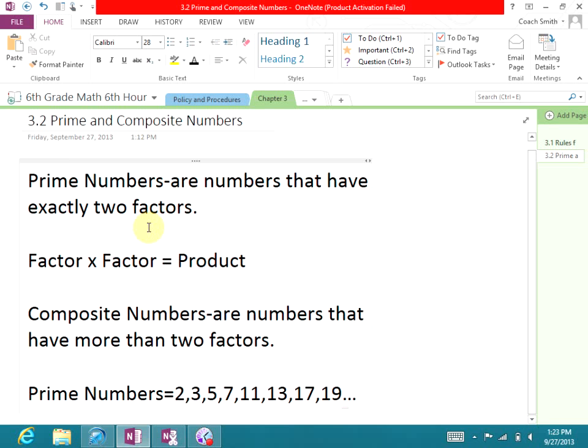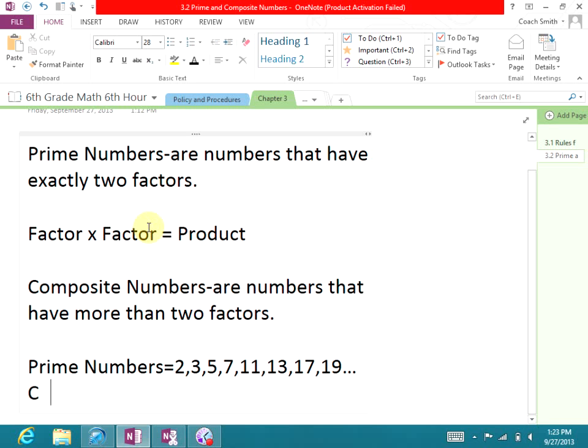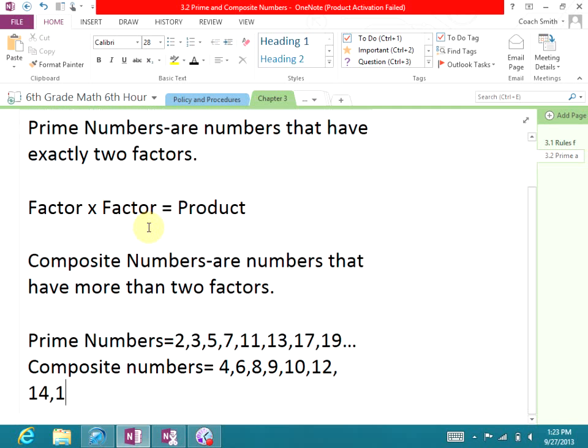Okay? Now, examples of composite numbers are 4, 6, 8, 9, 10, 12, 14, 15, so on and so on. Okay? So that's what we're going to talk about today. We're going to talk about prime and composite numbers, and we're going to talk about factors.